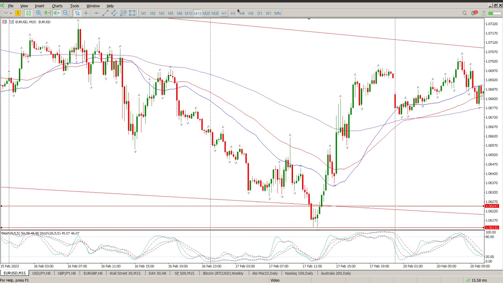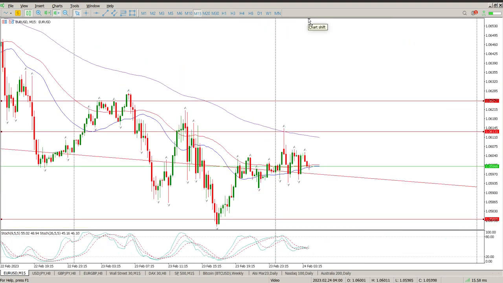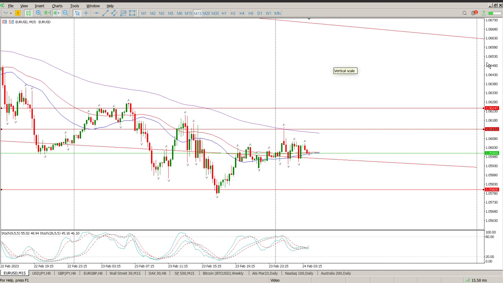I just want to get down to the 15-minute because what you're seeing on the indexes and what you're seeing on the dollar are conflicting. So you might as well toss a coin at the moment. I mean, that's the reality.